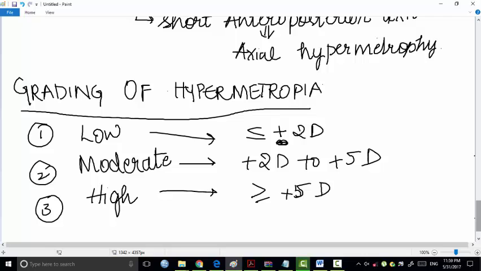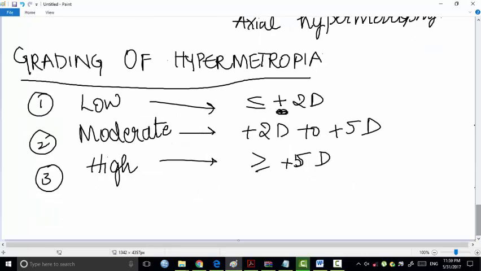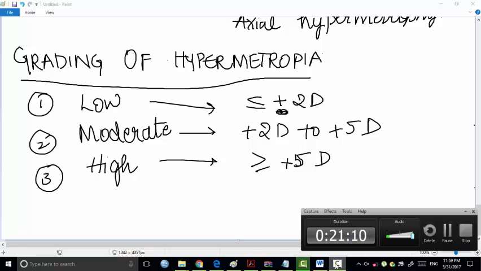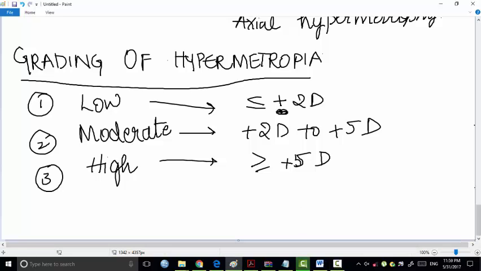So this is the grading of hypermetropia. Right? So now coming to the complications of hypermetropia and treatment is what is left in this part.